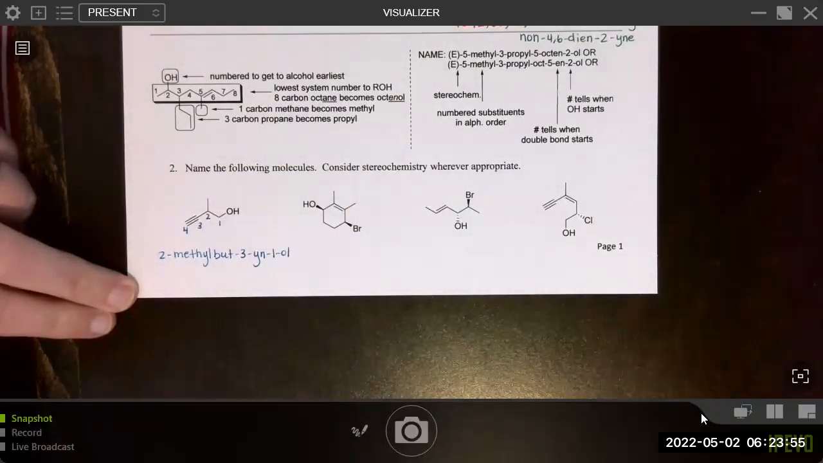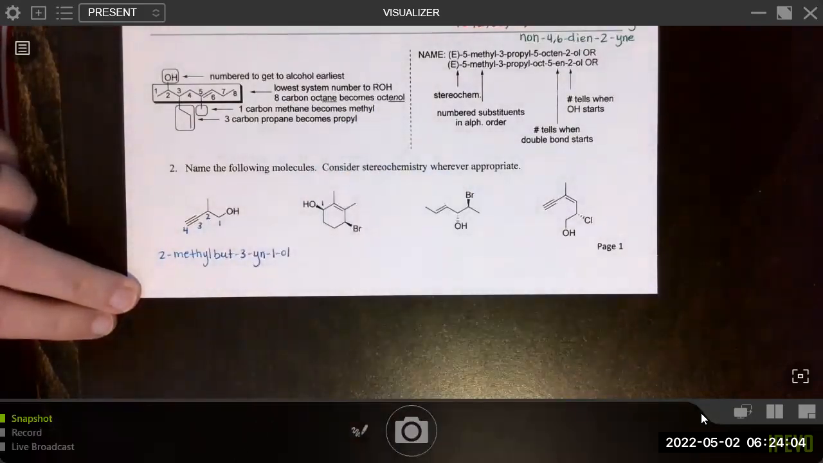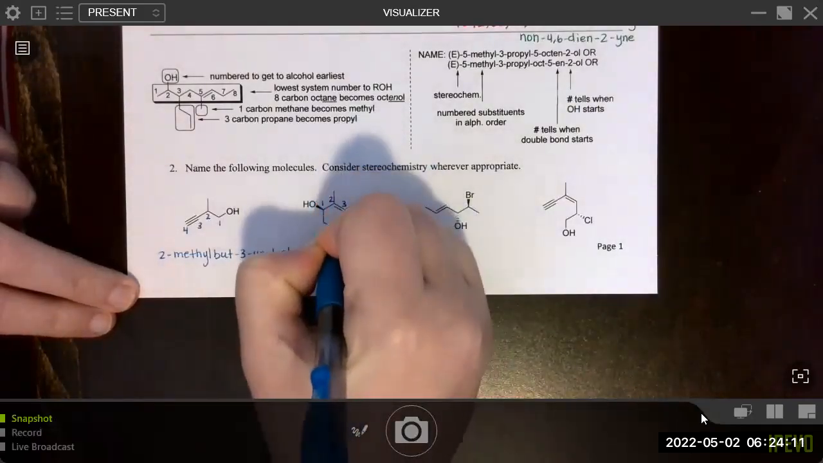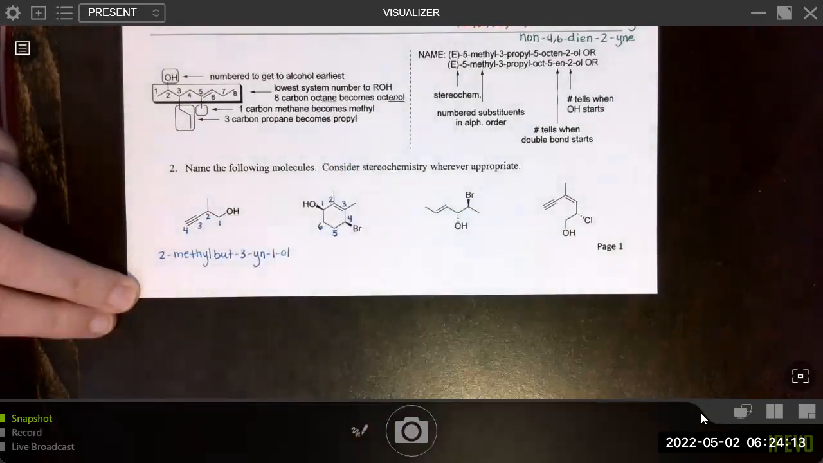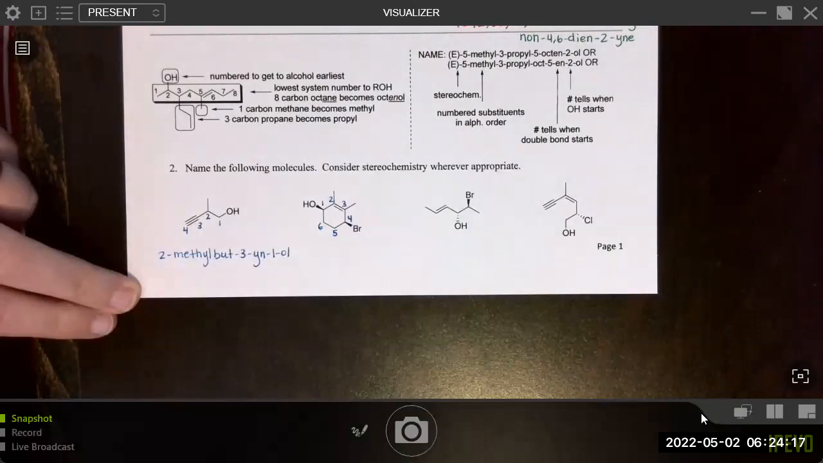All right. Next, we have a cyclic alcohol. The numbering starts with the carbon that has the OH group. Then we want the lowest number possible for other substituents. We would want to go this direction. The alkene is considered part of the parent. So this is not a cyclohexanol. This is a cyclohexenol. That's going to be an important part of the name.